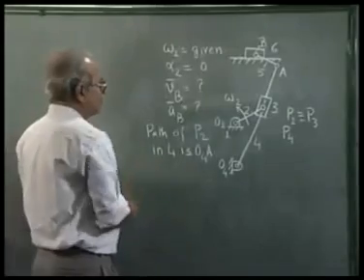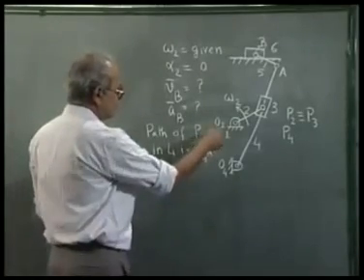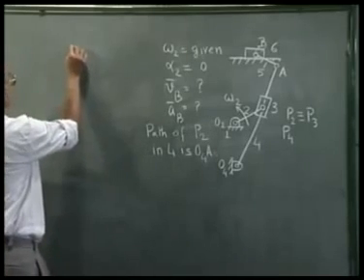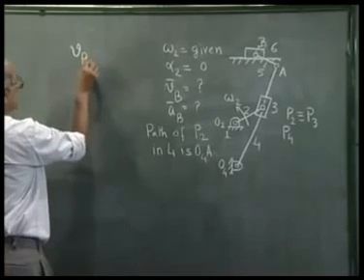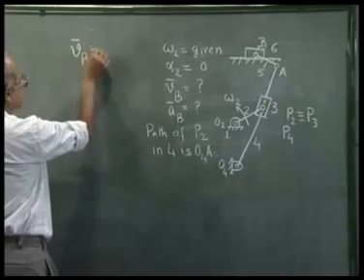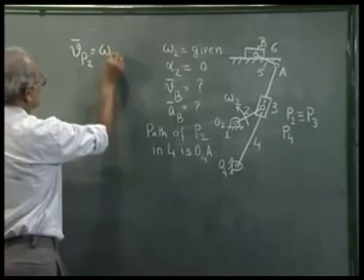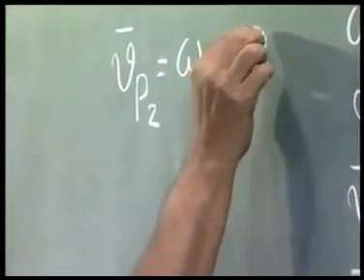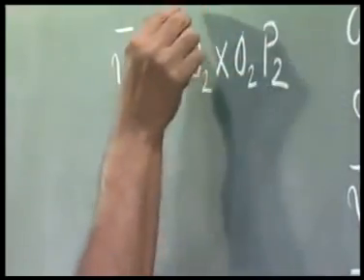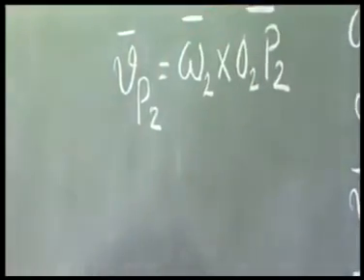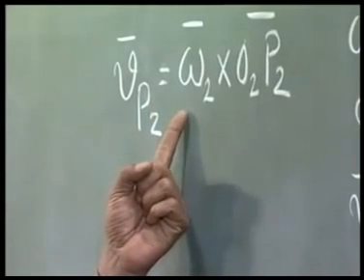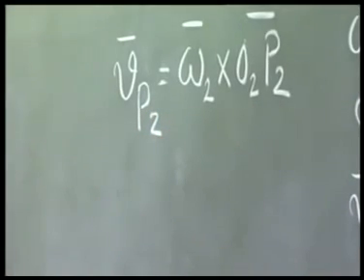To do the velocity analysis, we start as usual from the input end. So, we know velocity of the point P2 is omega 2 cross O2 P2, which is completely known because the vector O2 P2 is known and also the angular velocity vector omega 2 is known.